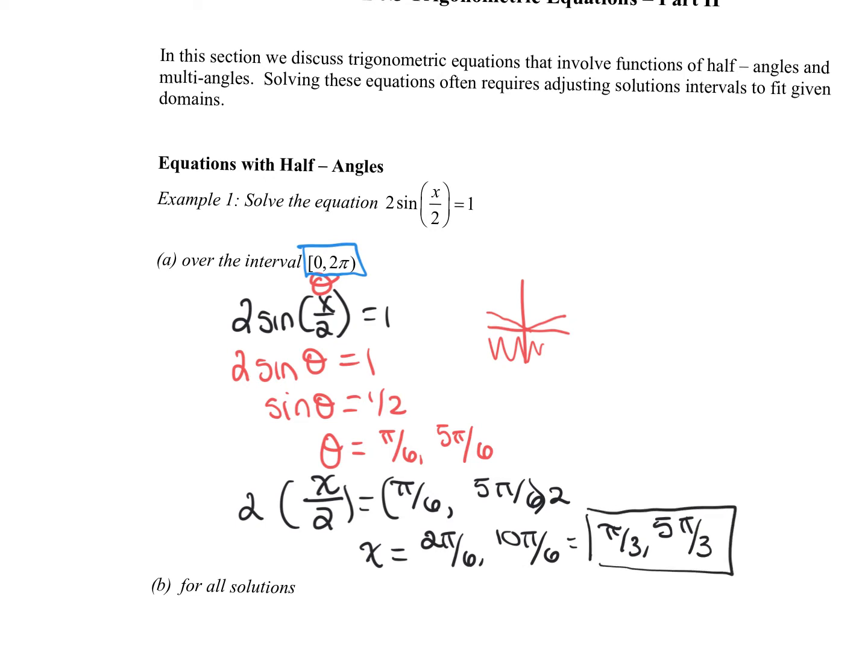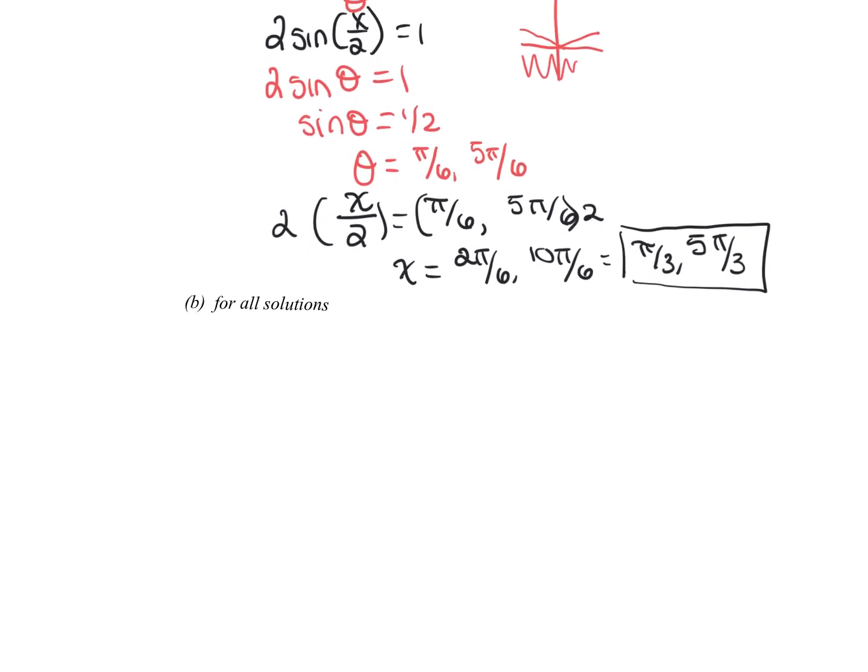So just because you have something inside of those parentheses, you can call it a different name, a nickname, a theta, solve, and then undo that. Keeping the same idea in mind, we get into letter B, all the same work.